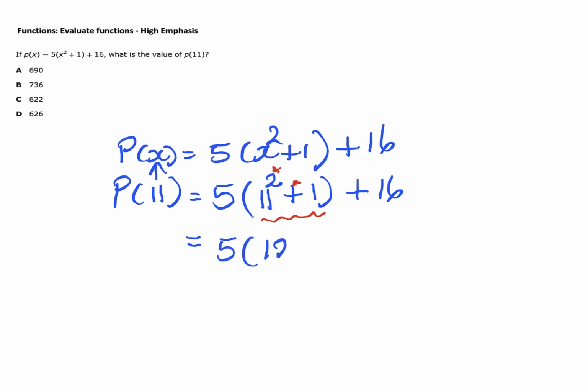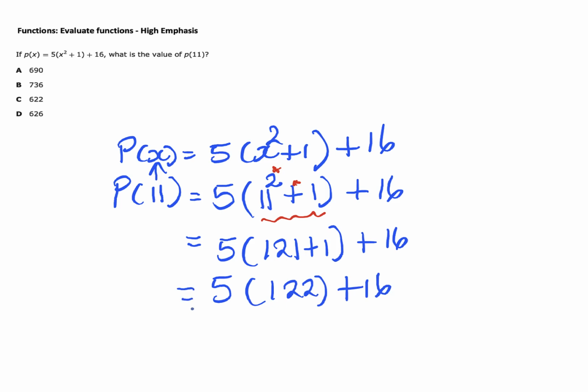11 squared is 121. Then we're going to add 1. We're still in the parentheses, add 16. We're going to complete the parentheses. So 121 plus 1 is 122. Plus 16. Now stop, look at your calculation.